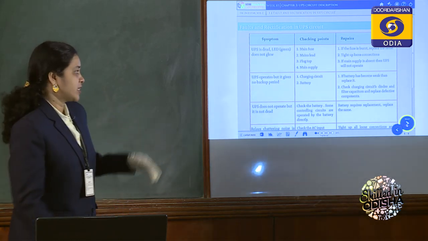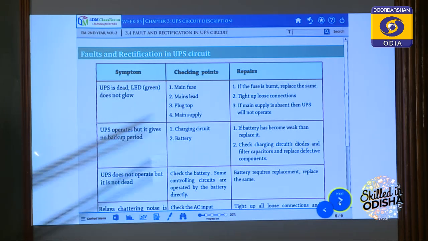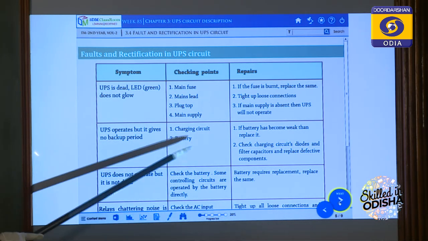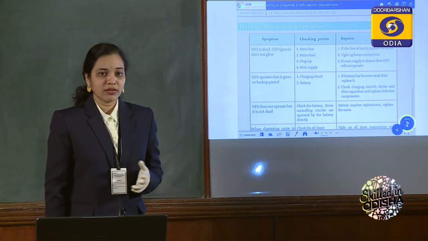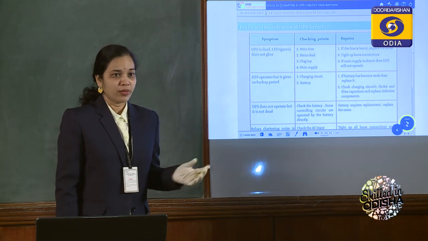So we have to rectify the charging circuit, and if our battery is dead, we have to replace that battery. If our battery is dead, that means it is not charging, so we have to replace the battery with a new one, so that our battery charges.